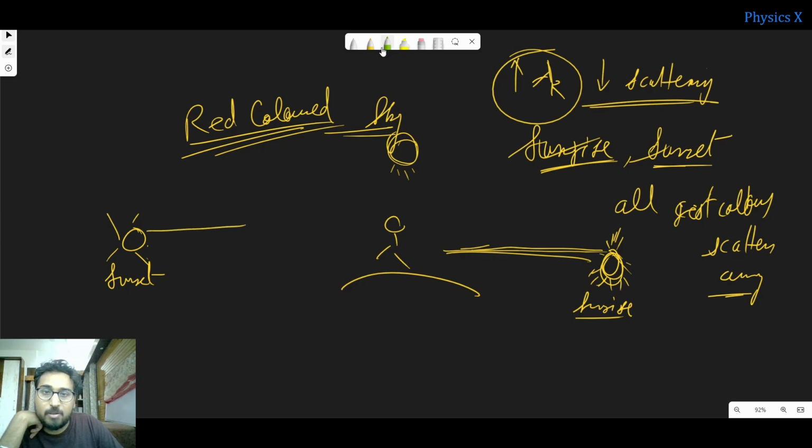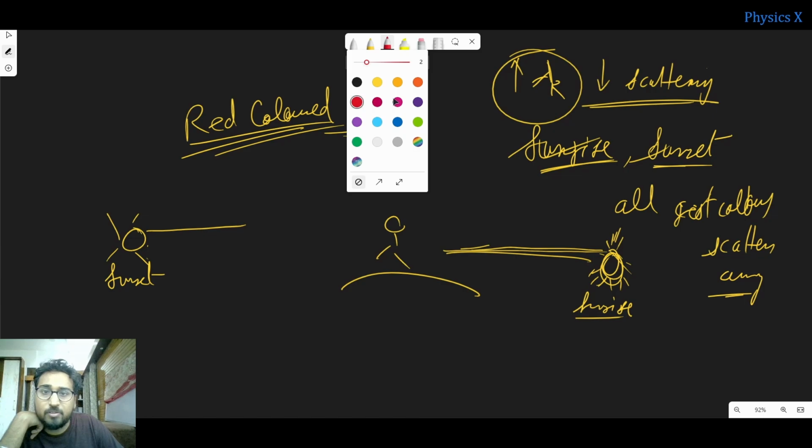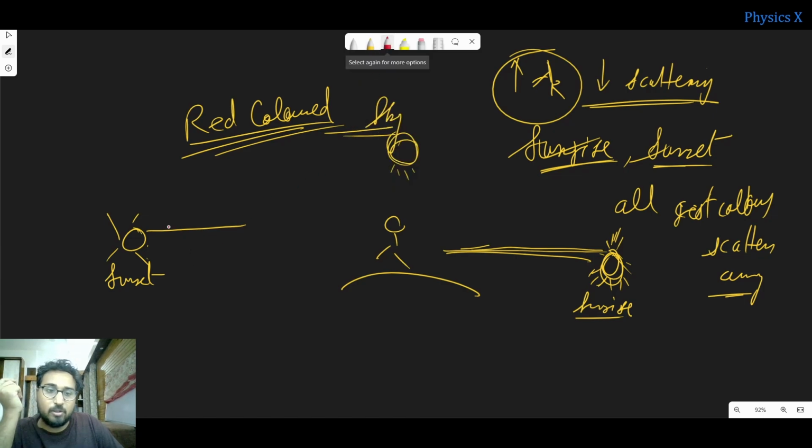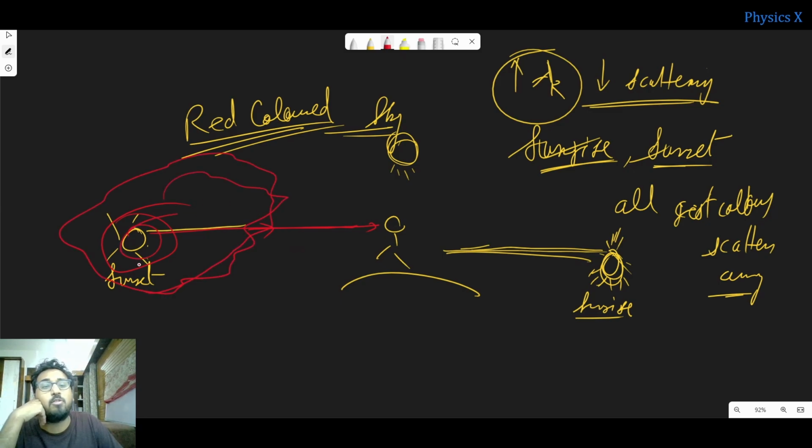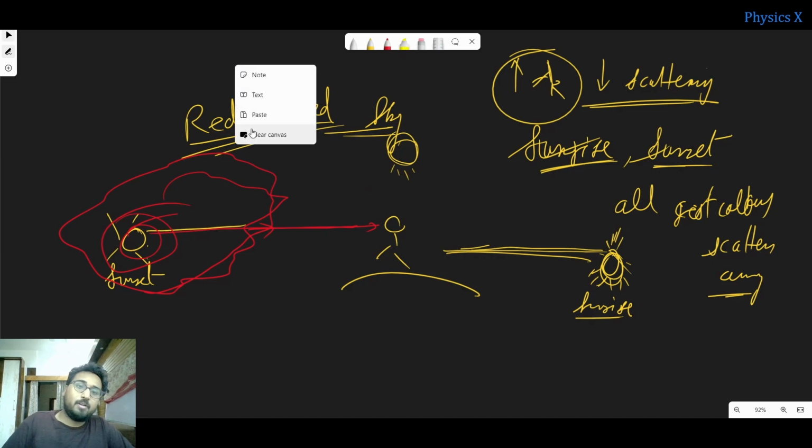So this red or orange will be the only color reaching your eye, which is why we see an orange and red tint. You are able to see only this red color of the sun, and the sky in the vicinity of it also appears red only, because all the other colors get scattered.